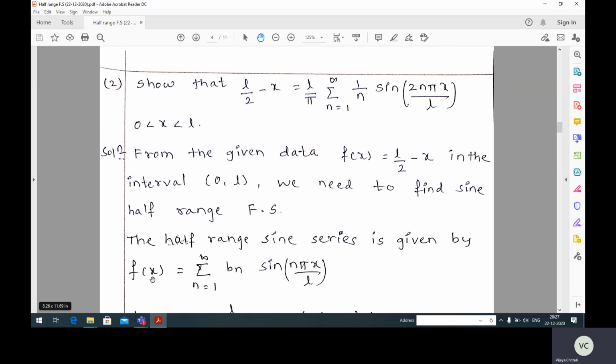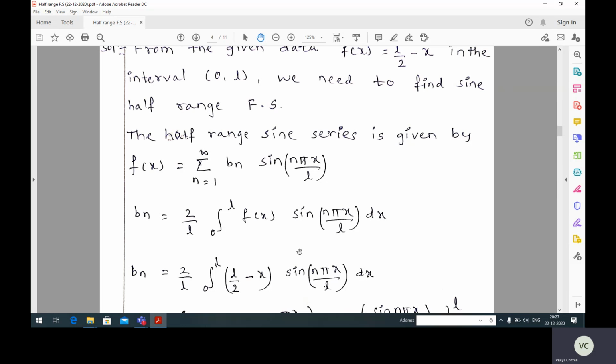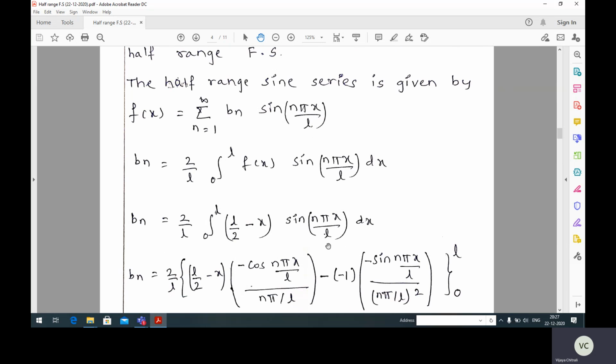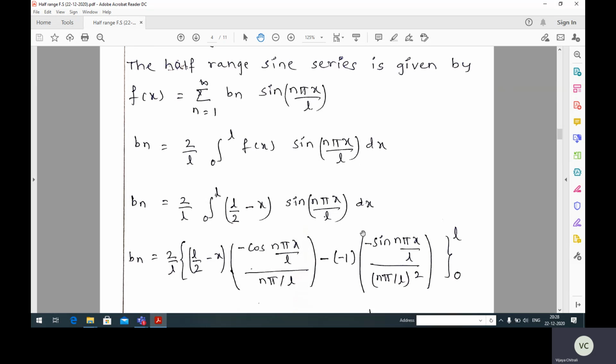So in place of f of x, what we have here is L by 2 minus x, which means our f of x is L by 2 minus x, right? Now we need to find b n and substitute b n, so you'll get the required series. Now b n is equal to 2 by L, integration from 0 to L, f of x sine n pi x by L dx. So b n is equal to 2 by L, integration of L by 2 minus x, sine n pi x by L dx, right?